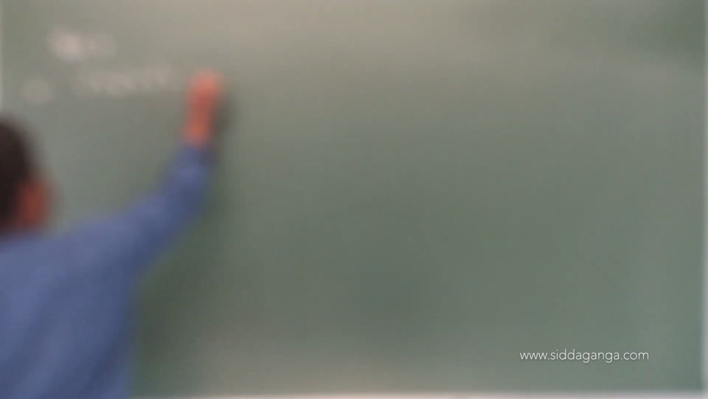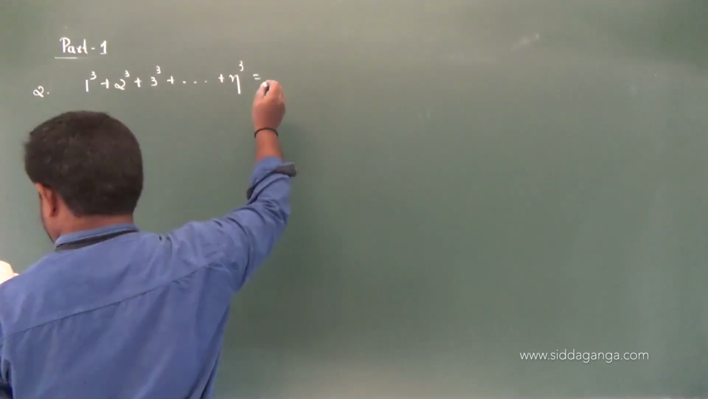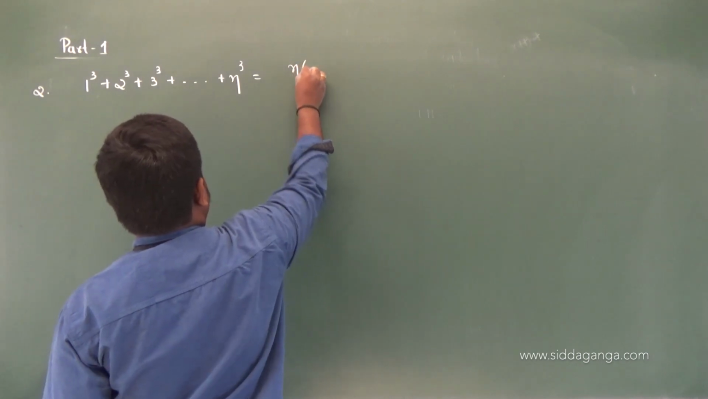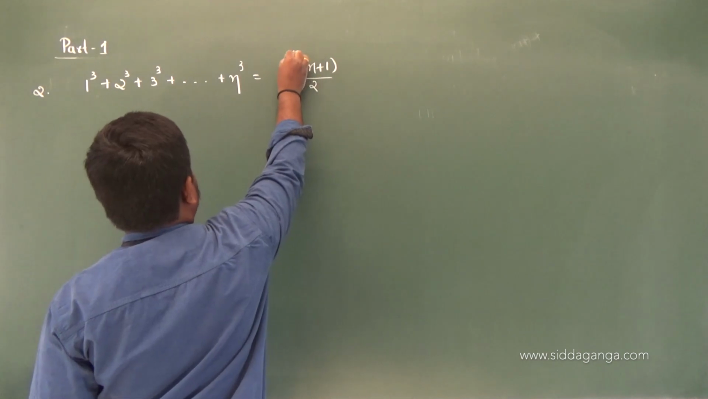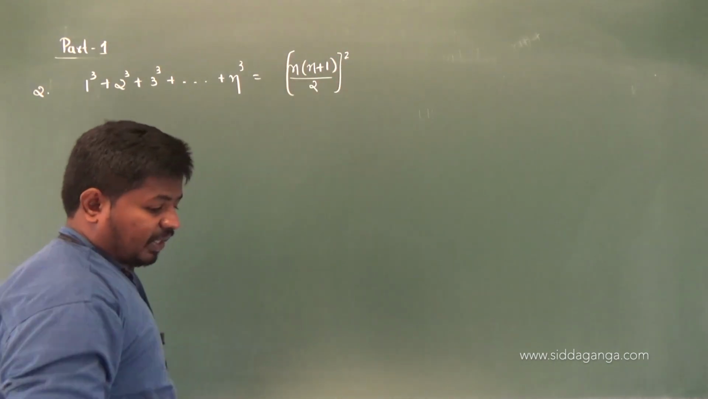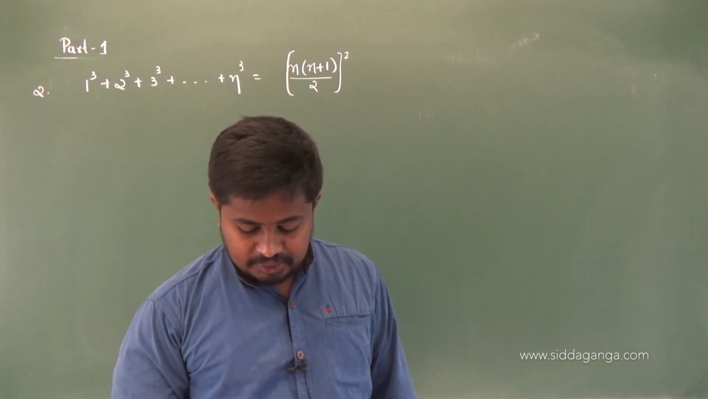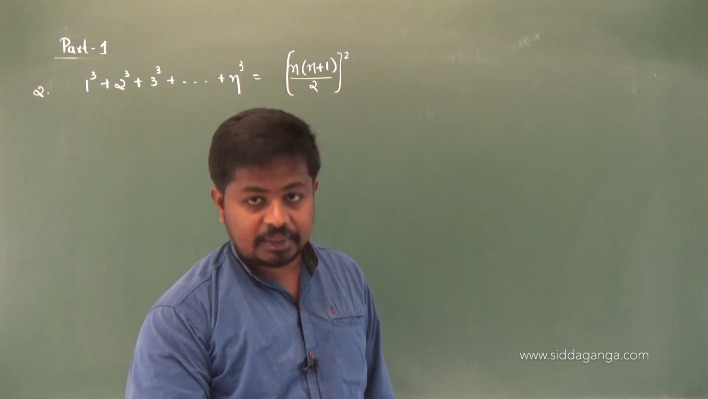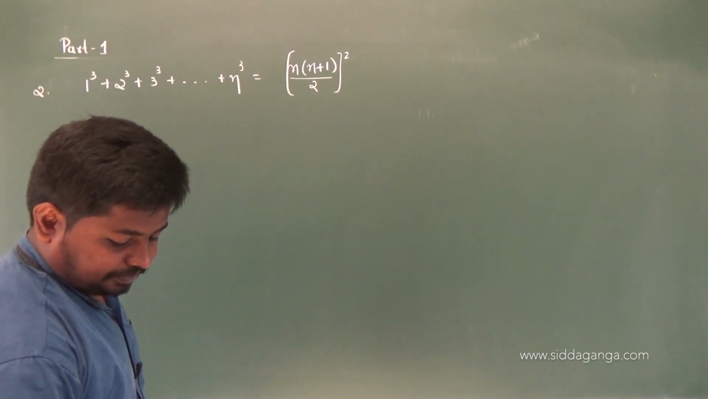1 cube plus 2 cube plus 3 cube till n cube is equal to, yes, we know the result that n into n plus 1 by 2 whole square. This is what actually sum of first n cubic natural numbers is equal to n into n plus 1 by 2 whole square, right? So let me prove this as before.